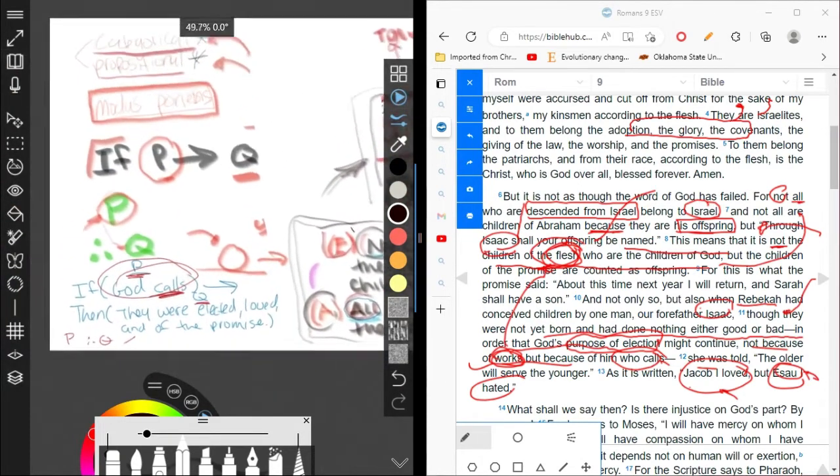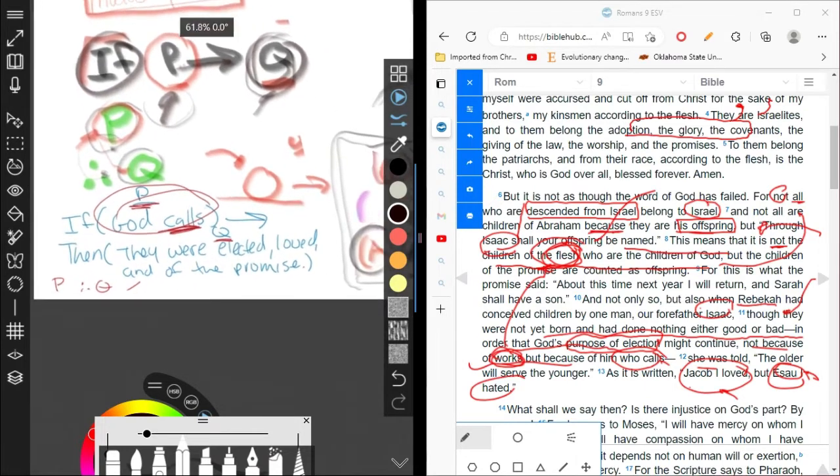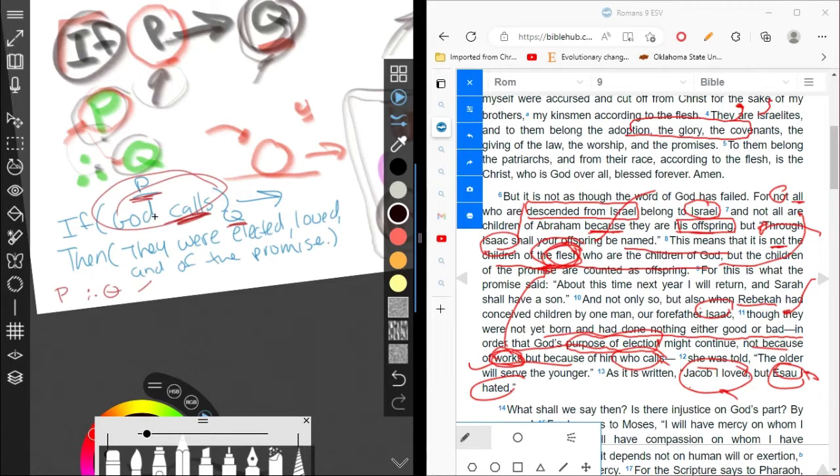As far as propositional logic goes, it starts like this: if P, then Q. So P is necessary for this to exist, and this is sufficient. When this exists, then everything in P was met, so all the necessary conditions were met for Q to exist. If P is the case, then everything's fulfilled, all the conditions are met, and therefore Q. So we go to this: if God calls, that's P, then they were elected, loved, and of the promise. God called. So for you to be qualified as the elect, God has to first call you. That's the condition. So it's not based on our works.